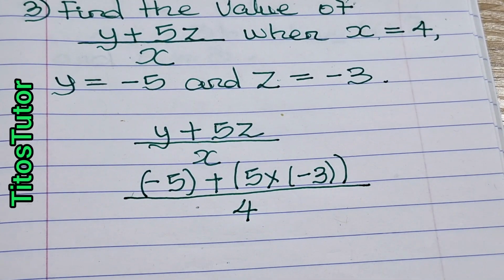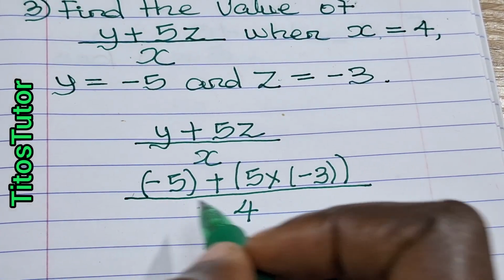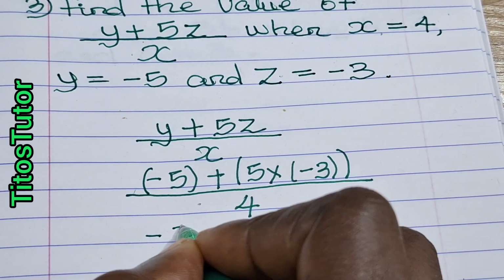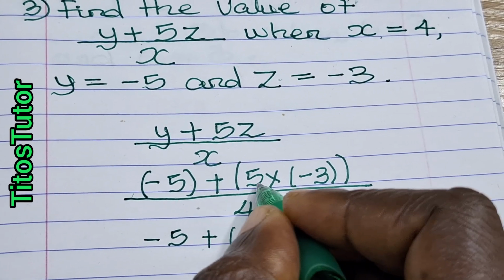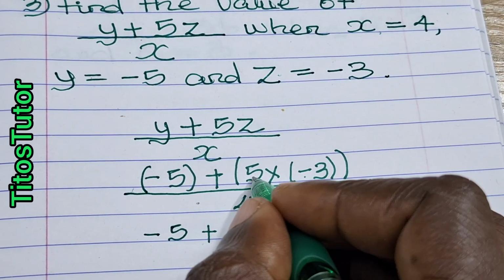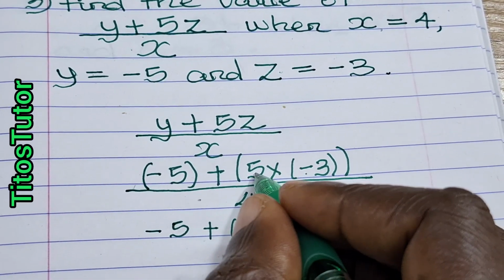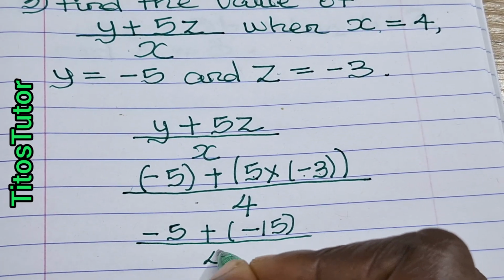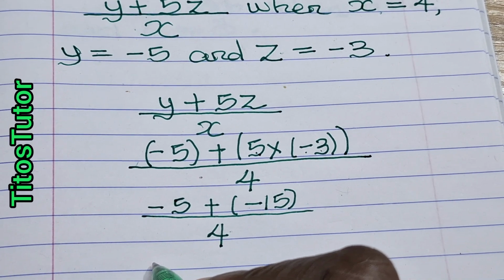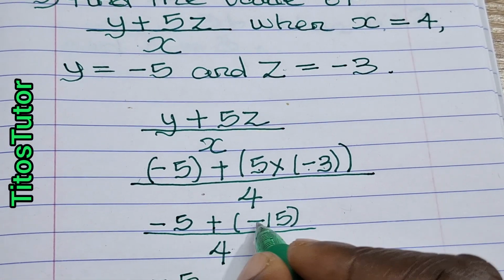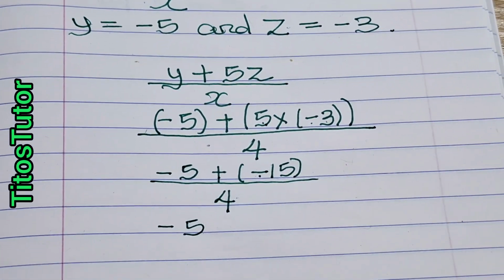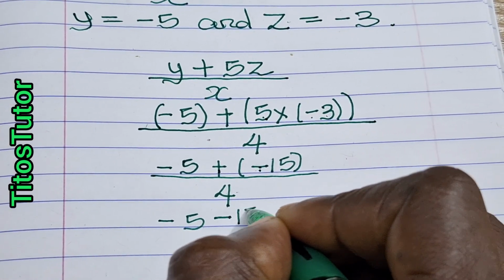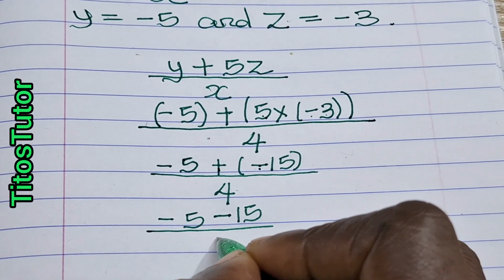So it's now time to simplify. Okay, so I'm going to simplify multiplication first. So I have negative 5 plus 5 times a negative 3. Positive multiplied by negative is negative. 5 times 3 is 15 all over 4. Okay, so here I have negative 5 plus and minus gives me minus. Positive and negative gives you negative 15 all over 4.